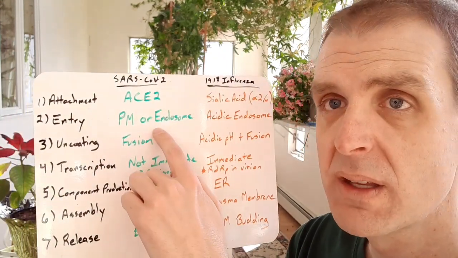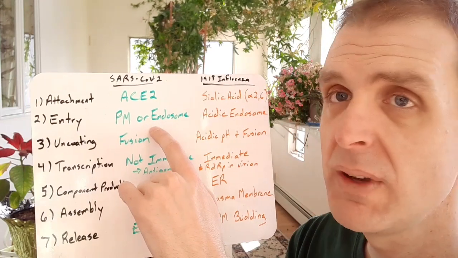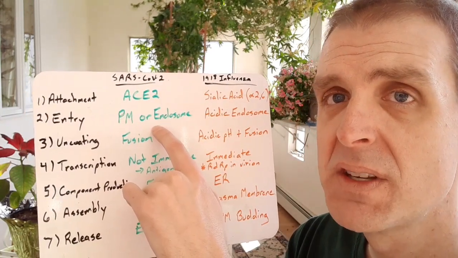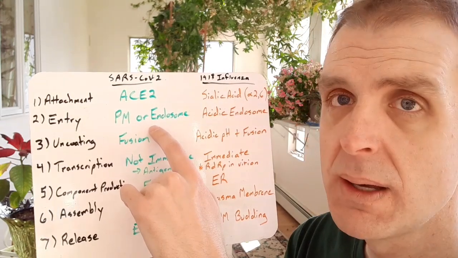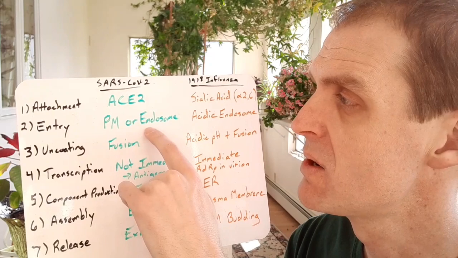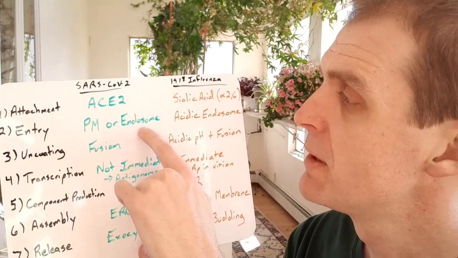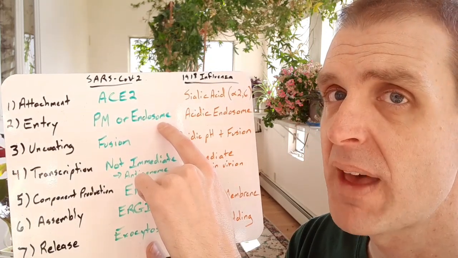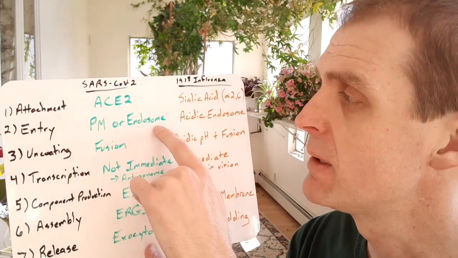Whereas with coronaviruses, SARS-CoV, it's possible that some of that fusion is happening on the surface. It's maybe not as much pH dependent, or it could also happen in the endosomes. So that's one difference, is that you might not have that complete pH requirement.